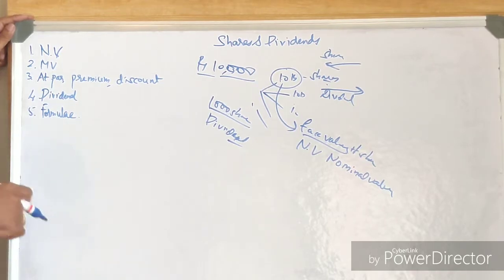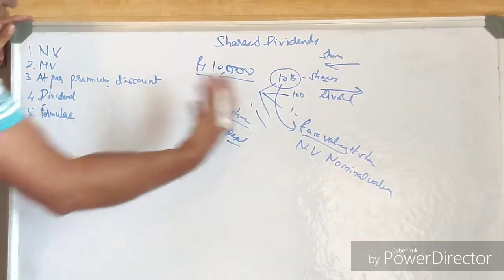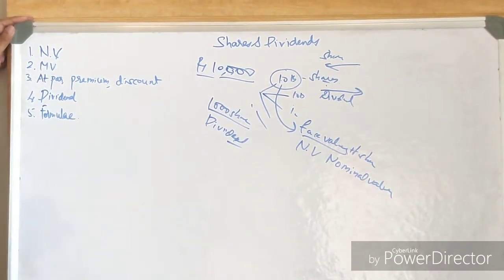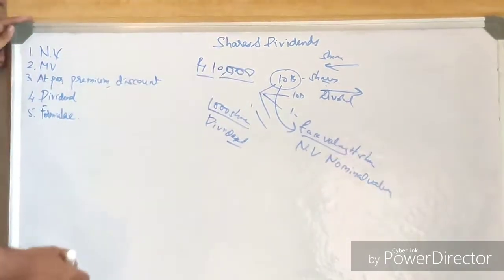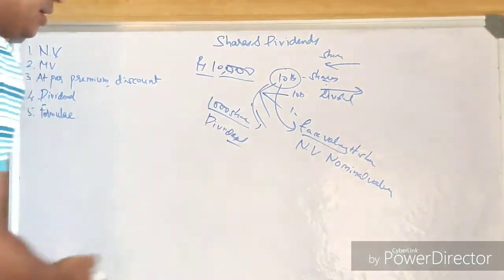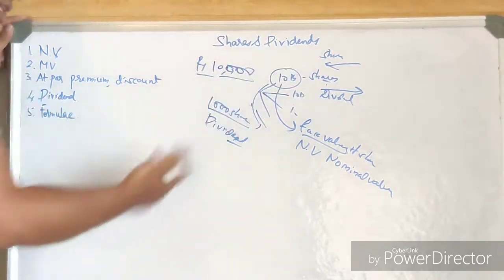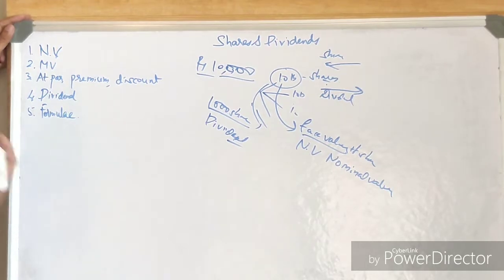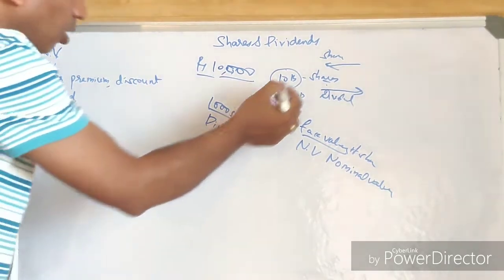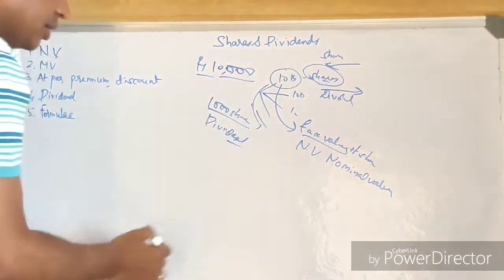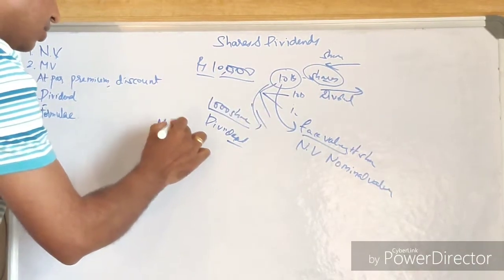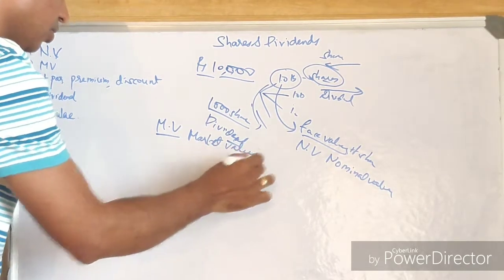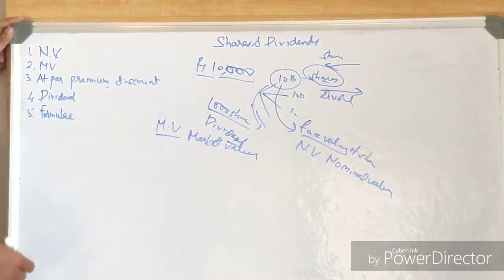Now when you and I buy it, we may buy at the face value or we may not. The amount we pay to buy it can be bigger than this value, lesser than this value, or the same value. So we will define the terminologies. The amount at which the person buys the share is nothing but the MV, which is called the market value.